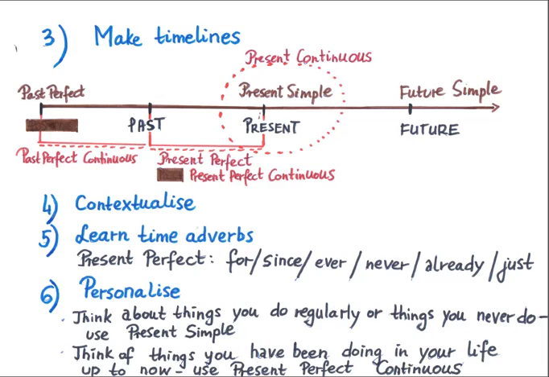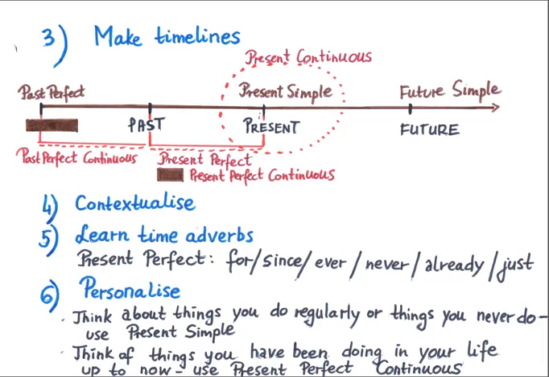Let's look at present perfect. It is located on the line between past and present. And present perfect continuous is marked with a dotted line, and it's also located between past and present. You could try and think of a better timeline than this one. You could try and think of a timeline of your own.